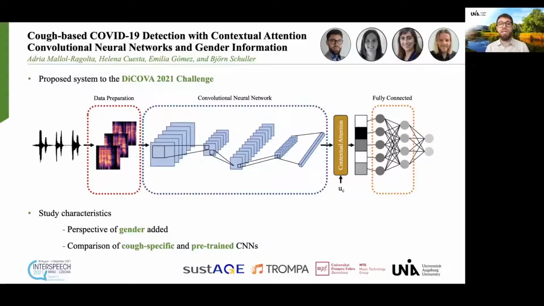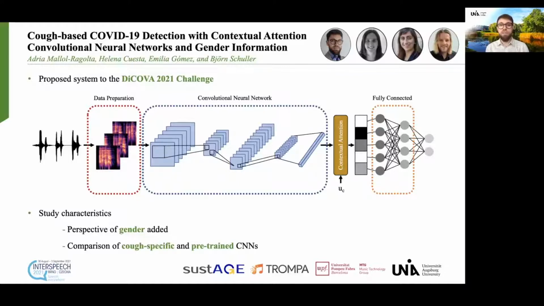In this study, we added the perspective of gender in the automatic detection of COVID-19 patients. First, we trained a baseline model which didn't consider any gender information. Then we trained a gender-based model which included an encoded representation of the patient's gender as a feature before the final classification. Finally, we trained a gender-specific model which was trained using samples from patients of the same gender exclusively.